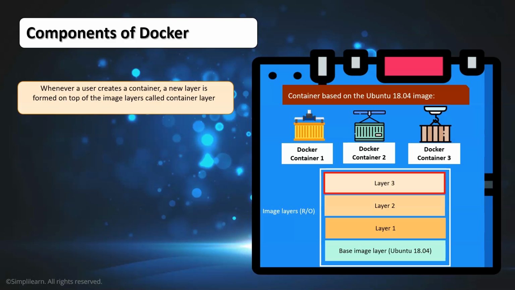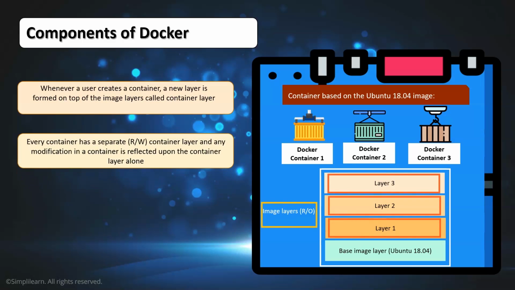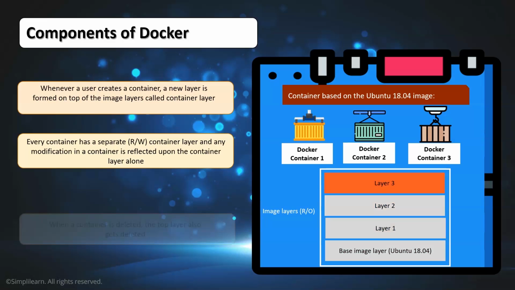Whenever a user creates a container, a new layer is stored on top of the image. These layers are known as the container layers. So Ubuntu, the very first instruction, does not comprise one. It's not a container layer. We can call it a base image layer. Every container has a separate read-write container layer, and any modification in a container is reflected in the container layers only. So layer 1 may have some instructions, layer 2 may have different instructions. So it's a step-by-step process.